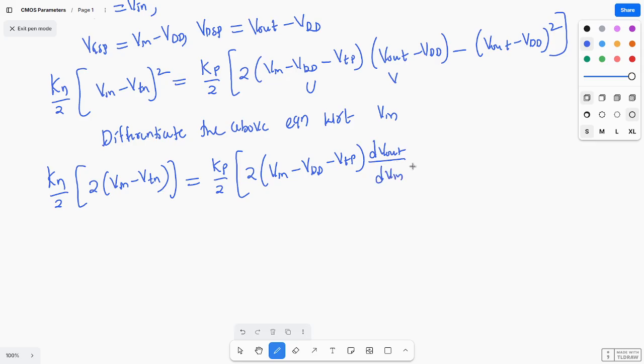next plus 2 into (Vout minus VDD). So Vin differentiated is equal to what? 1 only. So remaining all are constants only, minus with respect to that, no? So 2 into (Vout minus VDD) into dVout by dVin. Okay. So this I differentiated. Okay. And next what I can write?